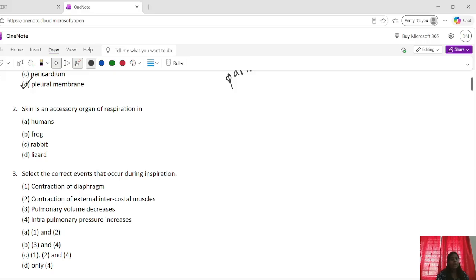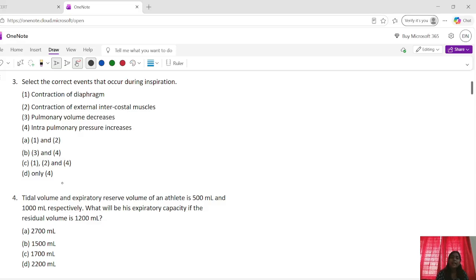Skin is an accessory organ of respiration in frog because the frog has to breathe through their skin when it is under water. What is the next question? Select the correct events that occur during the inspiration. So, what are all the events that will occur during the inspiration? Diaphragm will contract. Right? Is that there in the option? Yes. So, first option. So, what are all the options that is having 1, A and C?